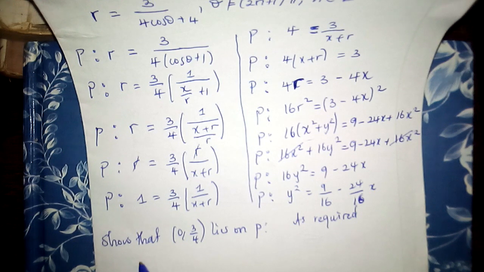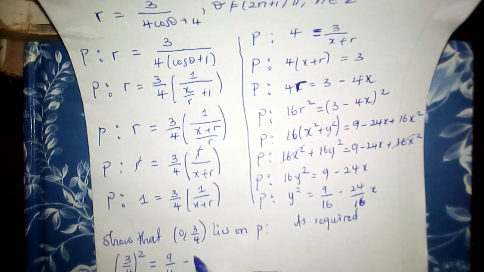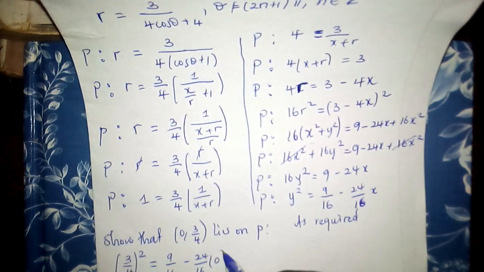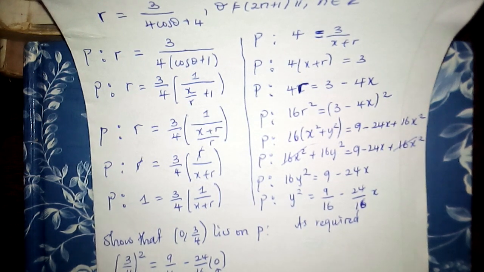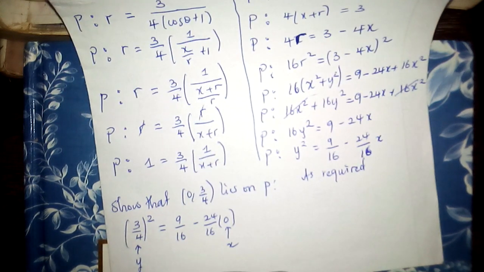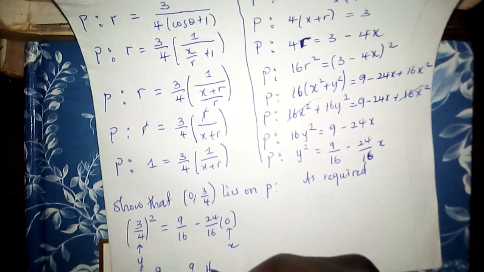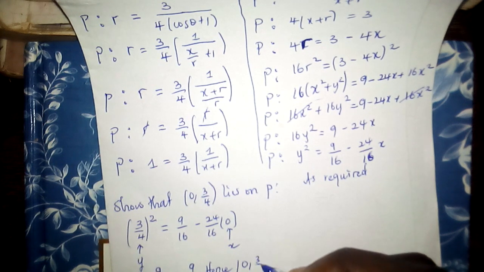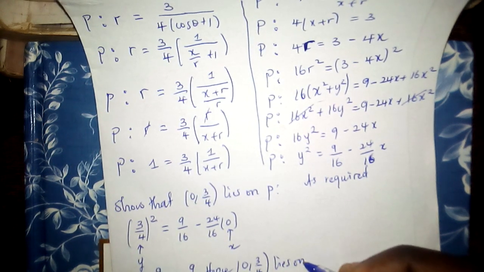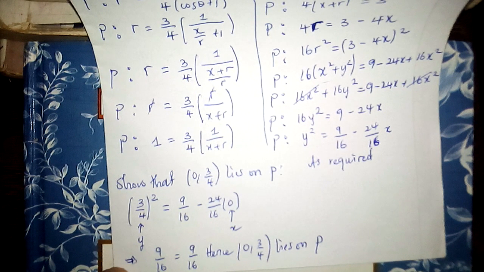So the point (0, 3/4), I replace the value of y with 3 divided by 4, and then I will need to square it. It should be equal to 9 divided by 16 minus 24 divided by 16 times 0. This is x, and then 0 here is x and y is squared. Remember that here we need to square the y. Okay, so this means that 9 divided by 16 is equal to 9 divided by 16. Hence the point (0, 3/4) lies on P, because 9 divided by 16 is equal to 9 divided by 16.